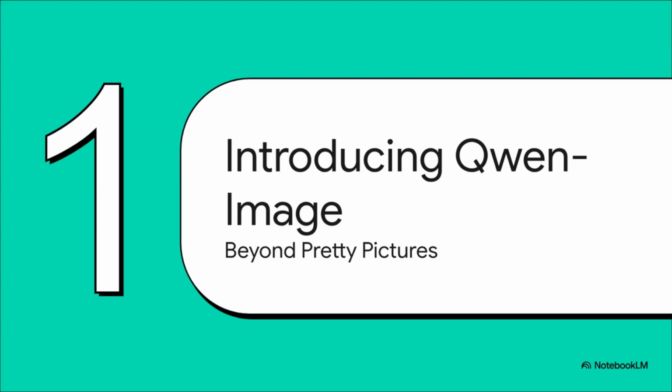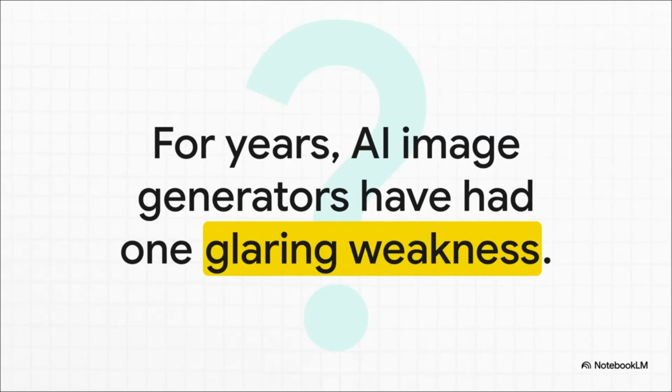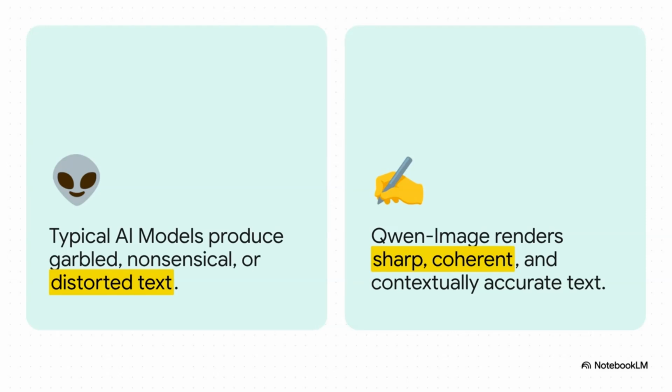Introducing Qwen-Image. Because, yeah, it makes some absolutely stunning pictures, but its real importance goes way beyond just being pretty. To really get why this model is such a game changer, we have to talk about that one glaring weakness. For years, there's been this one thing that even the most powerful AIs just mangle. Any ideas what it is? That's right, it's text. We've all seen it, haven't we? You ask for a simple sign that says open, and you get back some garbled, alien-looking mess. It's the classic giveaway that an image is AI generated.